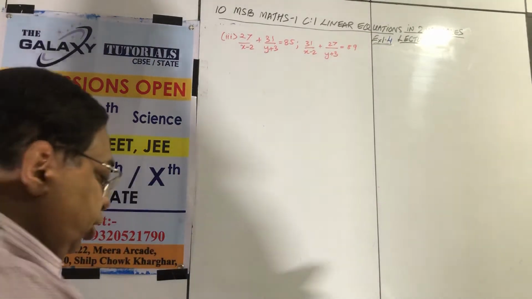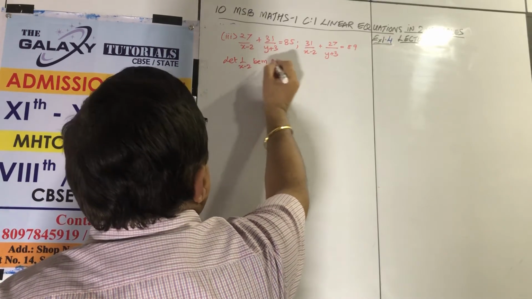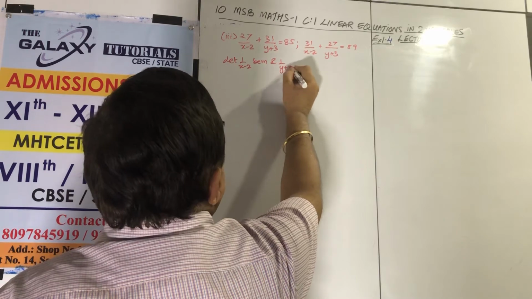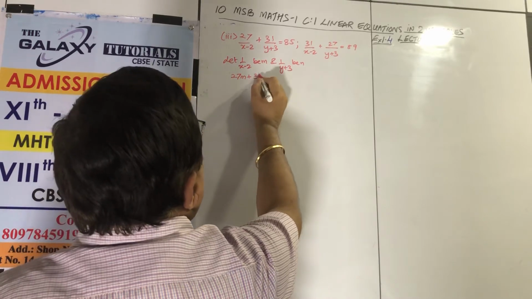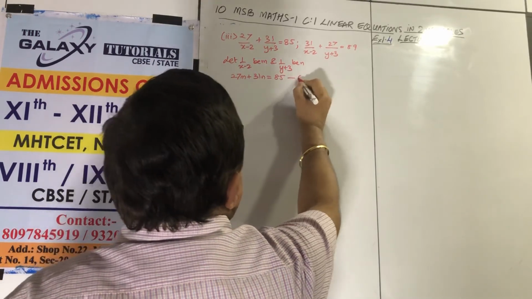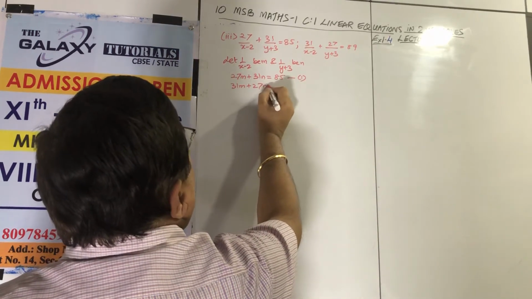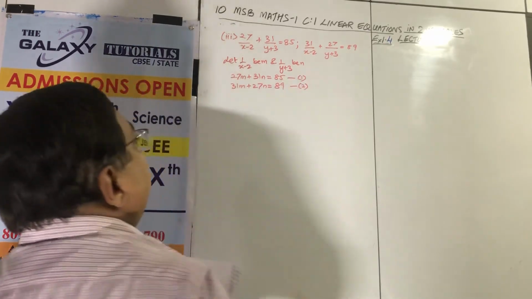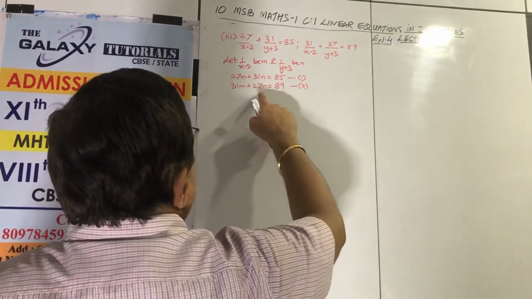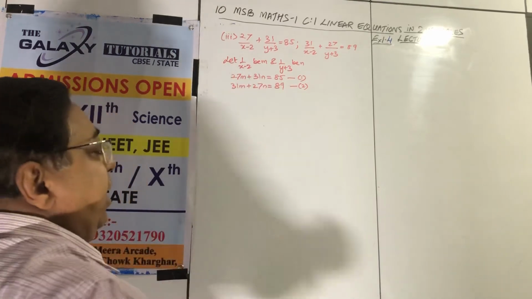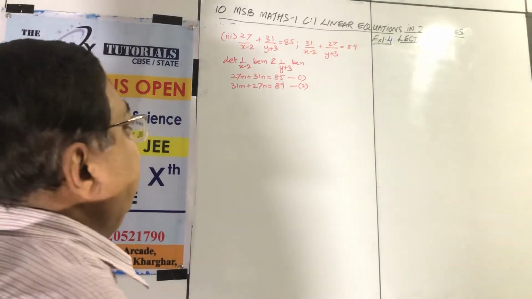Step number 1 does not change. Okay, let 1 upon x minus 2 be m and 1 upon y plus 3 be n. So I have 27m plus 31n is 85, equation 1, and 31m plus 27n is 89, equation 2. Now my friends, I taught you if numbers, coefficients are interchanged, we should first add and then subtract. It will make our lives easier. Otherwise, it's very difficult to get a big number.